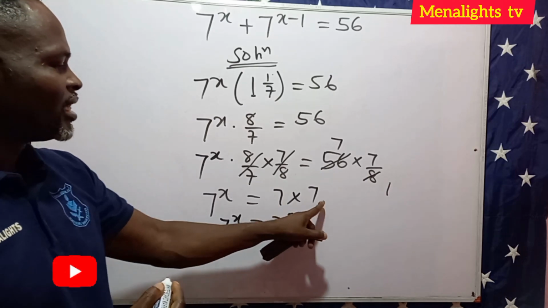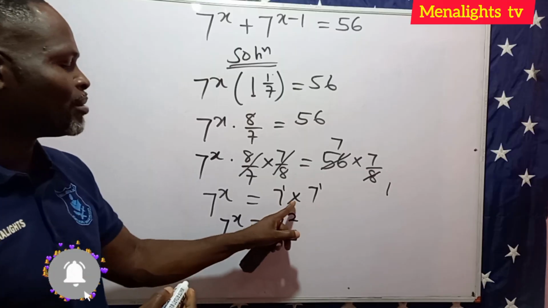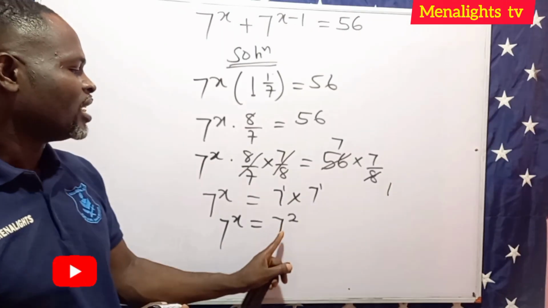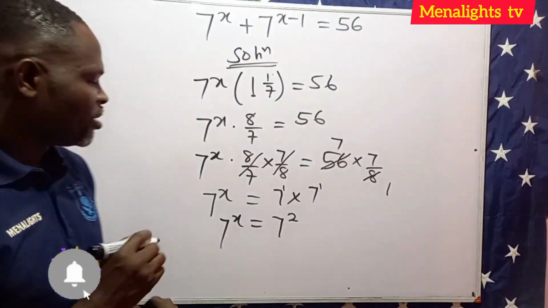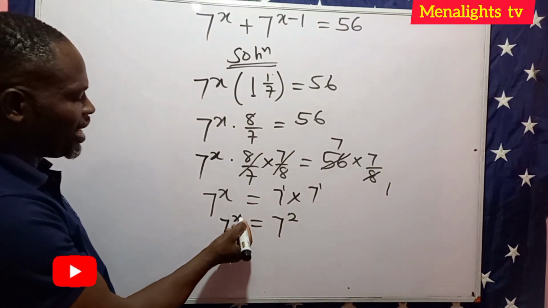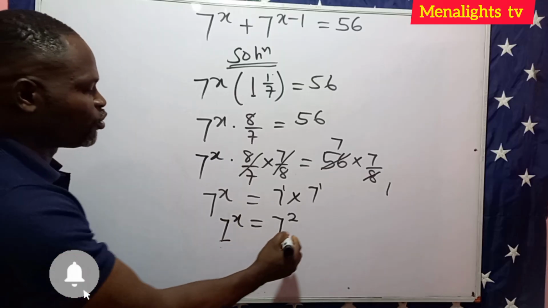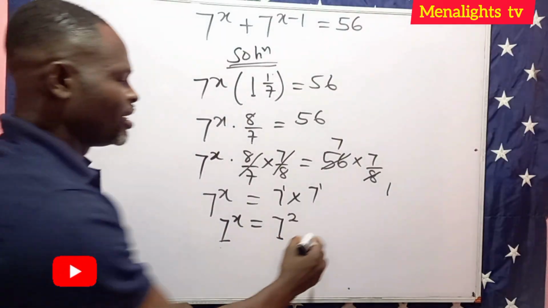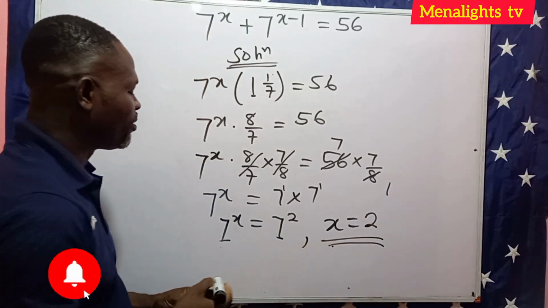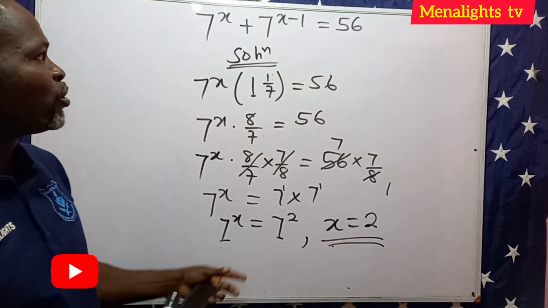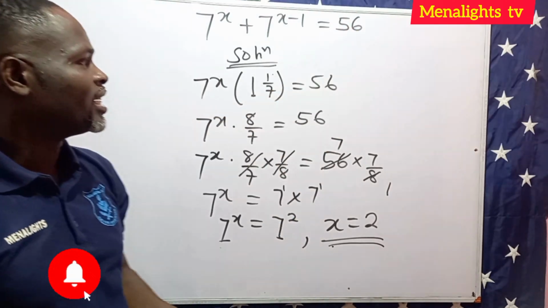Here the bases are the same. The exponents here are 1 and 1. Once the bases are the same and we are multiplying, we can add the exponents, and this becomes 7 exponent 2. Now let's look at the exponents. Now the bases are the same, so we can compare the exponents. With this, we can say that the value of x is equal to 2. So the value of x is 2.